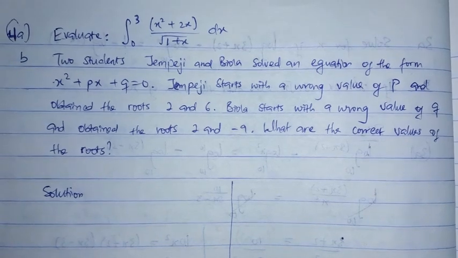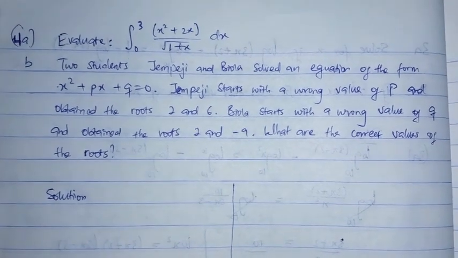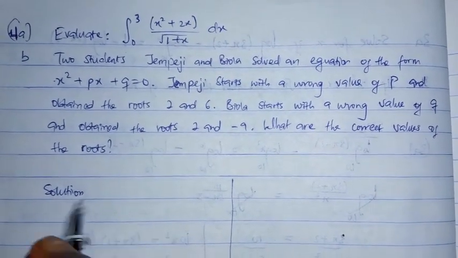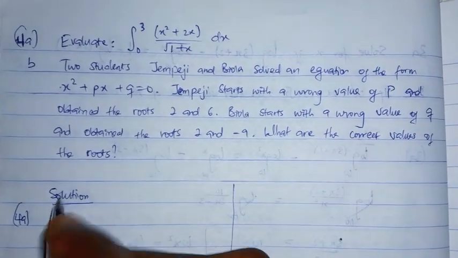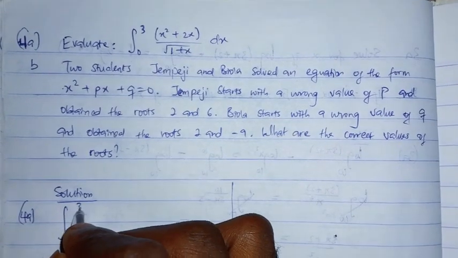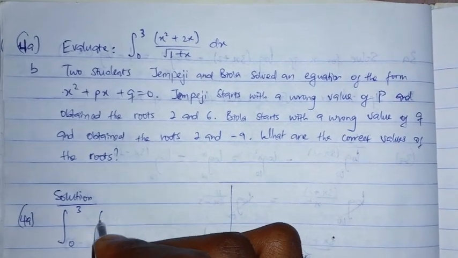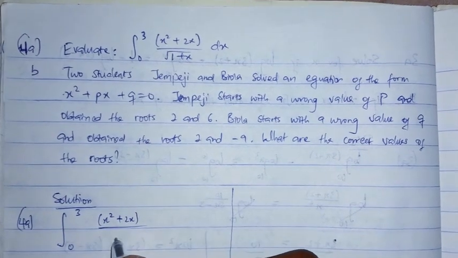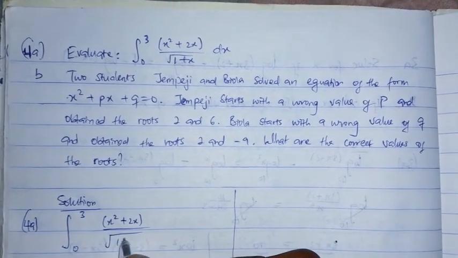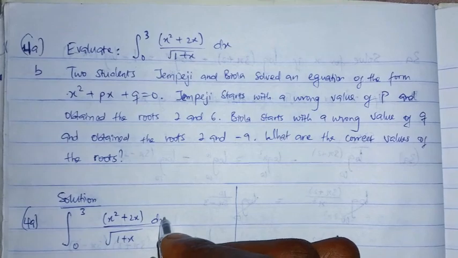Okay, so in today's class, I'll be looking at number 4 question of the Olympiad past question. So we have 4a as: evaluate the integral from 0 to 3 of (x squared plus 2x) all over the square root of (1 plus x) dx.